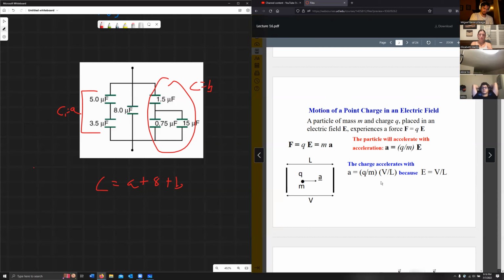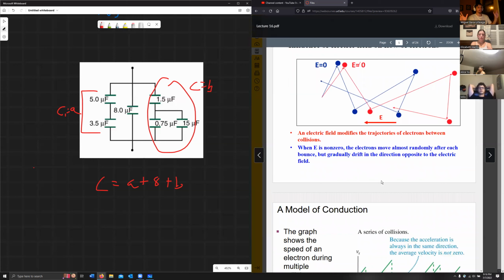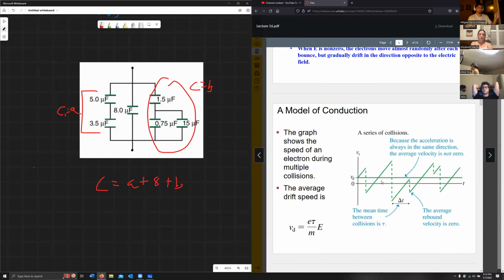Gotcha. Okay. Not bad. So far it's okay, so let's keep going. The next slide is actually the one that gets horrible. Yeah, this one. The graph shows the speed of the electron during multiple collisions. The average drift speed, velocity of drift, is equal to eτE over m.